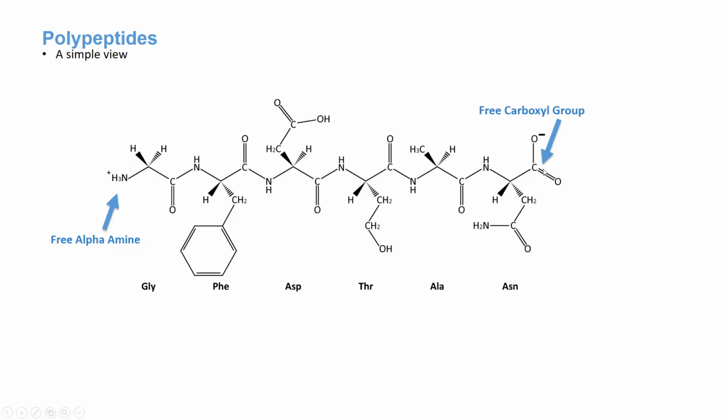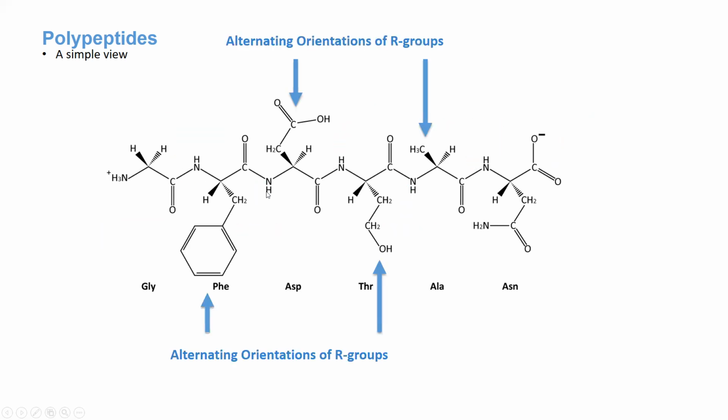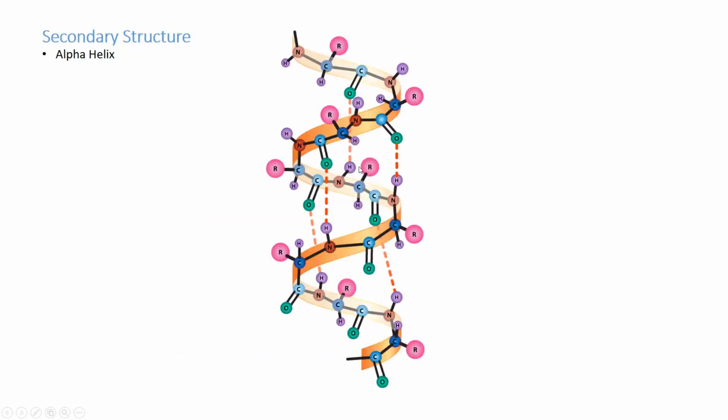That's the free carboxyl group. And that's the free amine group because it's at the end of my polypeptide. That's the beginning of my polypeptide, and that's the end of my polypeptide. That's the leftmost, that's the rightmost. These are the peptide bonds. You see, peptide bonds. And these are alternating orientations of the R groups, so they can change their position in space.